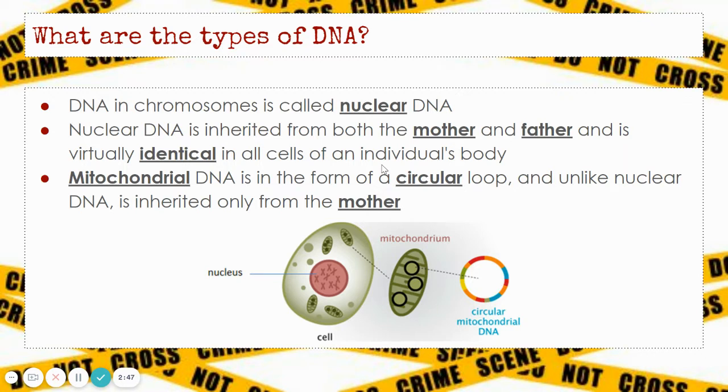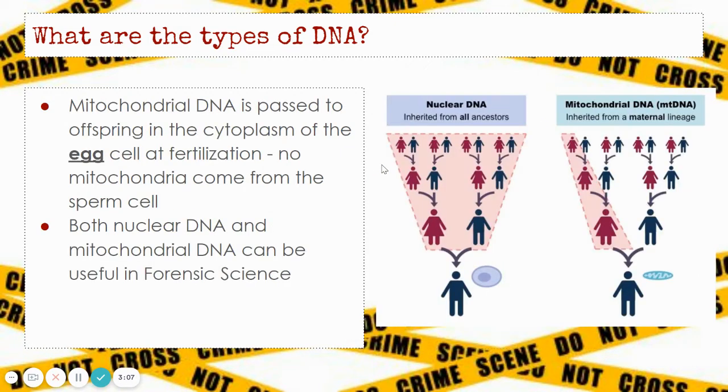Mitochondrial DNA is in the form of a circular loop versus a chromosome. And unlike nuclear DNA, it's only inherited from the mother. So using mitochondrial DNA, we can trace back maternal lineages. That would be like just the mother's side of the family, using just mitochondrial DNA. Mitochondrial DNA is passed to offspring in the cytoplasm of the egg cell at fertilization. No mitochondria are going to come from the sperm cell.